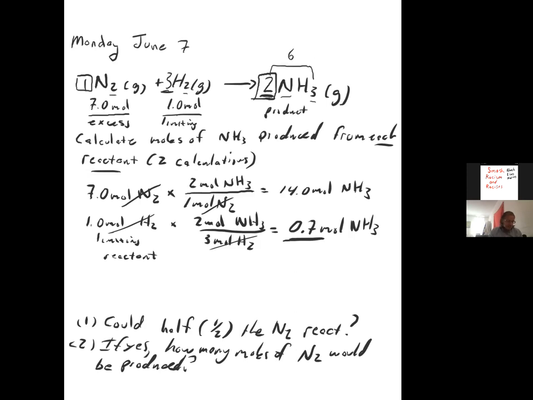So we haven't answered part 2. Actually, we haven't even answered part 1. So part 1 says, could half of the N2 react? Okay, well, this 14 moles of NH3 is what you would get if all 7 moles of this reacted.